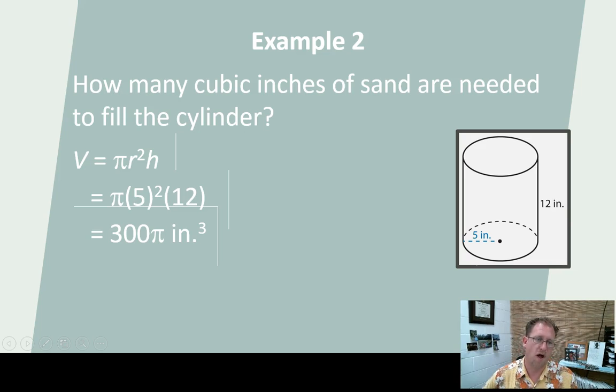And they now want to know how many cubic inches of sand do you need to fill this cylinder, and it is a 5-inch cylinder radius and 12-inch cylinder height. Pi r squared h, pi times 5 squared times 12, 5 squared is 25, 25 times 12 is 300. 300 pi cubic inches would be a fine answer. If you wanted to go all the way to the decimal, that's 942.5 cubic inches. That's also acceptable. I'll take either of those on a quiz.